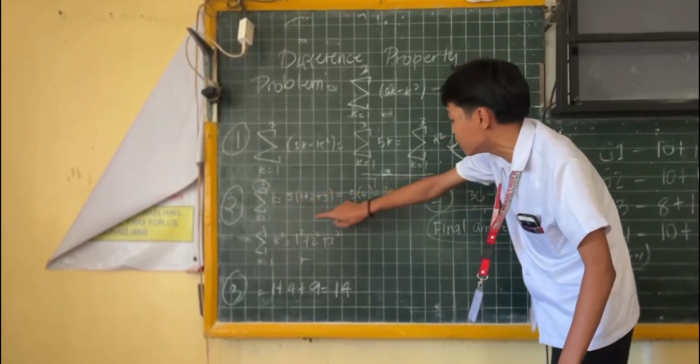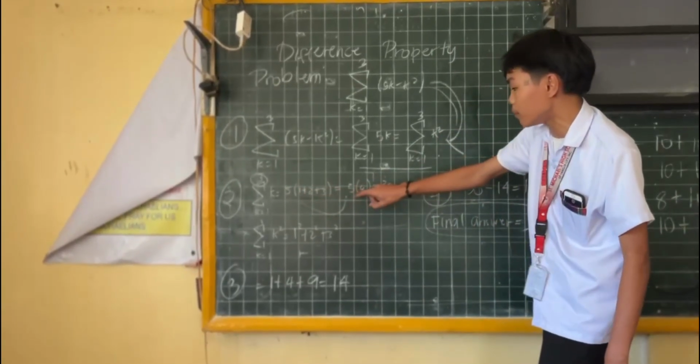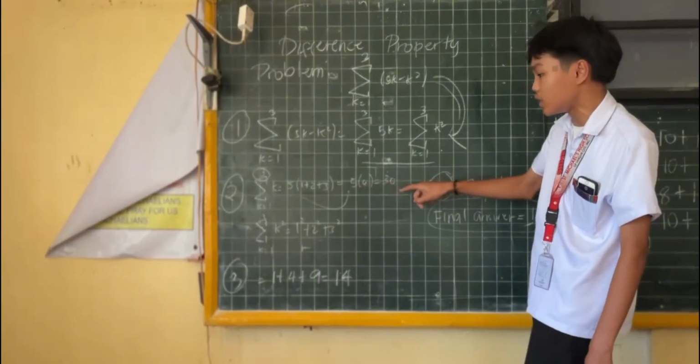So copy the 5 in there. Then you need to multiply it. So 5 times 6 equals 30.